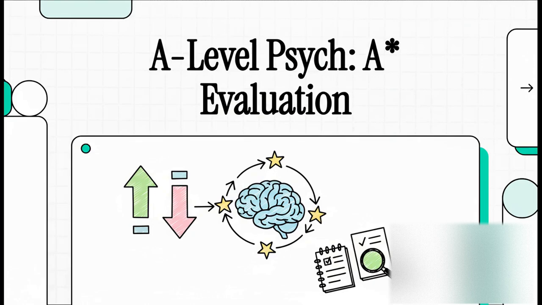All right, let's get right into it. Today, we are tackling one of the absolute biggest skills you need for A-level psychology, and that is evaluation. We're not just talking about a simple list of strengths and weaknesses, we're talking about how to build powerful arguments that are going to get you those top A-star grades.